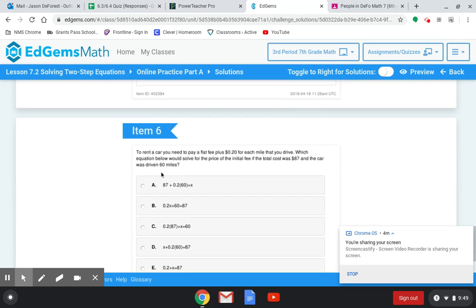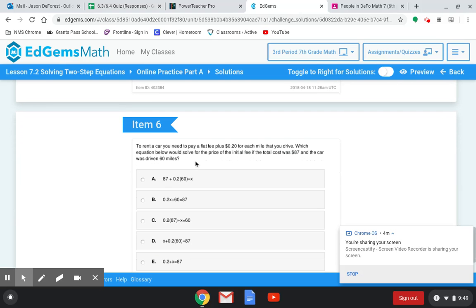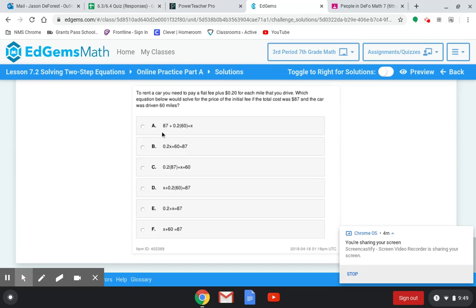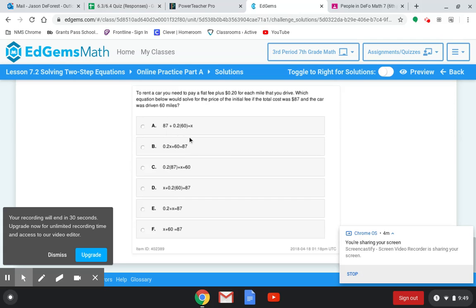And the last one, your recent car, you need to pay a flat fee of 20 cents a mile for your drive, which the equation below would solve the price of the initial fee if the total cost was $87. So you know you have to have $87 plus the 20 cents per the mile. So the mile, wait a minute, is 60 miles. Yep, 0.2 times 60 is x. That's right there. That very first problem is good to go. That's the flat fee, and the 20 cents for 60 miles equals x.